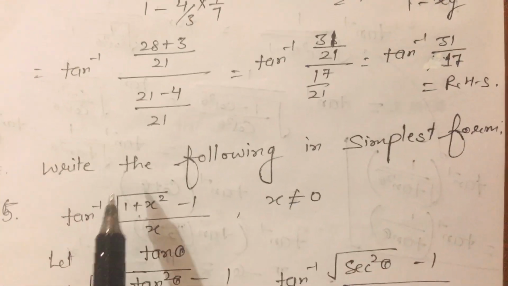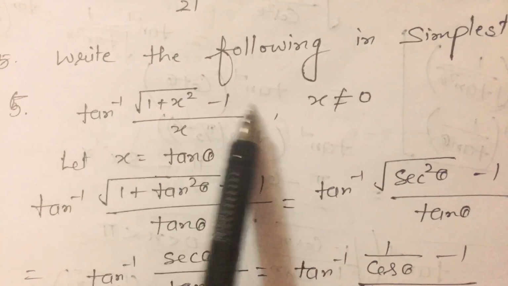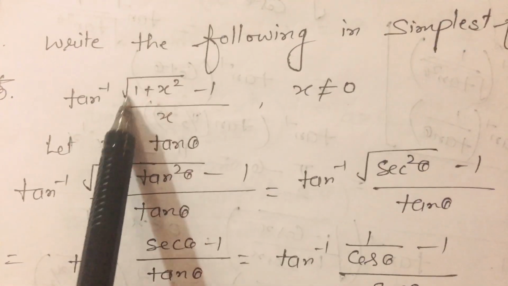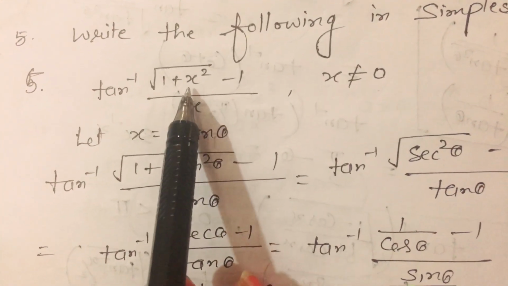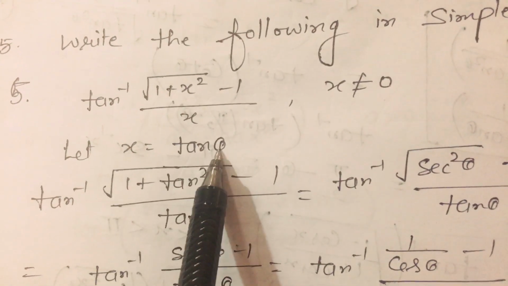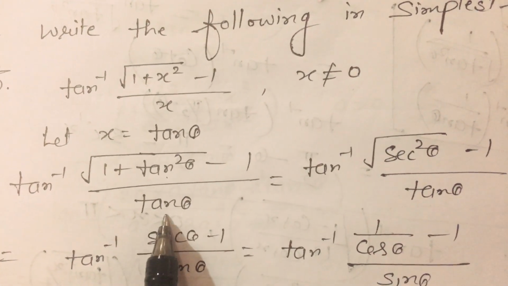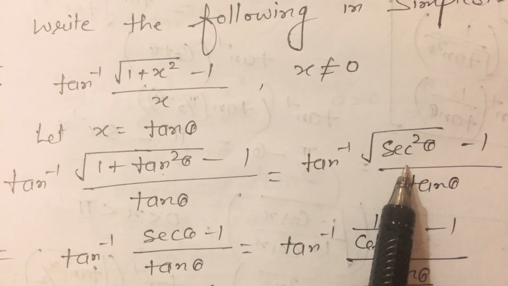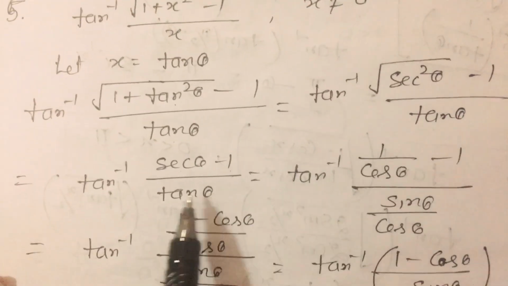Now question number 5: write the following in simplest form. Tangent inverse of square root of 1 plus x square minus 1 upon x. I told you that if 1 plus x square is there, you have to put either tangent or cot. So I am putting x equal to tangent theta. What will we get? Square root of 1 plus tangent square theta minus 1 upon tangent theta, and we know that 1 plus tangent square theta is equal to secant square theta, and the square root of secant square theta is secant theta. So it is secant theta minus 1 upon tangent theta.